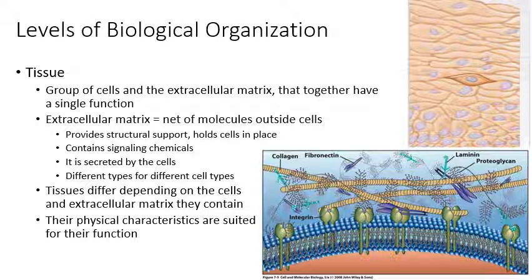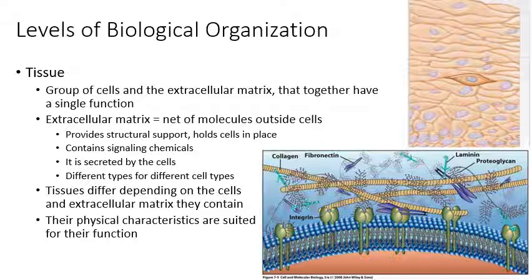Above the cellular level, you have the tissue level of organization. A tissue is a number of cells that are physically next to each other, along with their extracellular matrix, all working together to serve a common purpose. The extracellular matrix is a network of different molecules outside of the cells that connect them to each other.